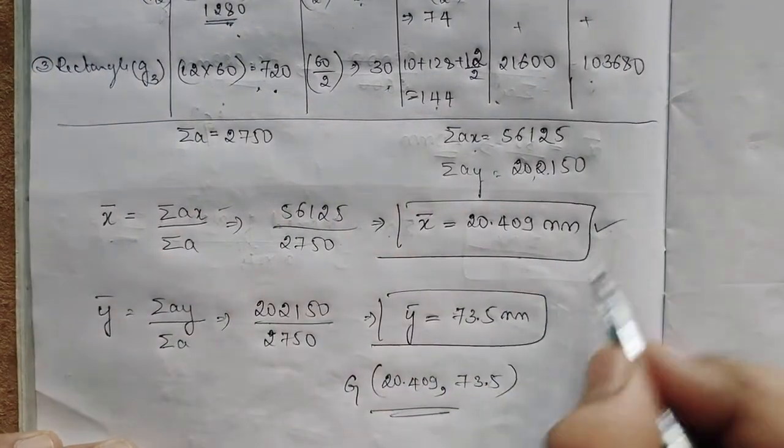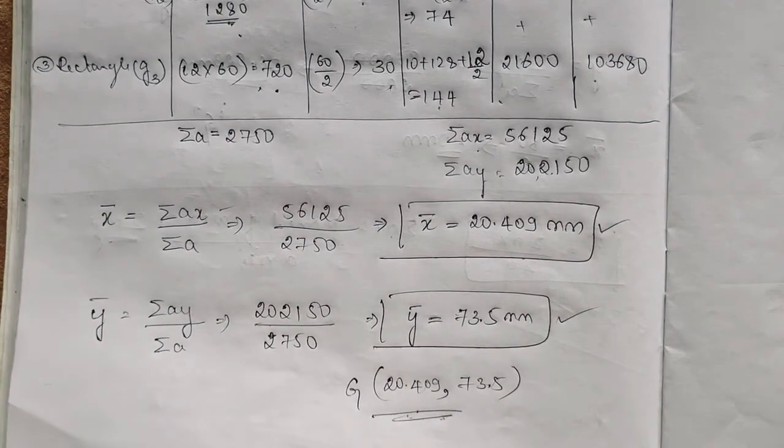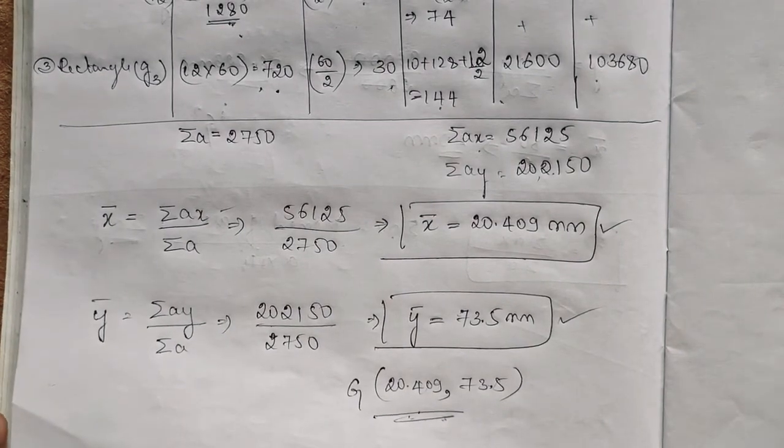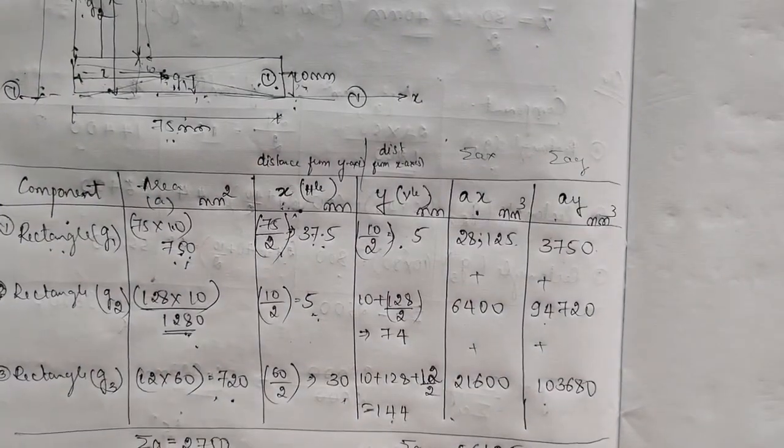So if you find these two, it's enough. You need not write this. This is for your information only. Okay, so this is how we solve the problem.